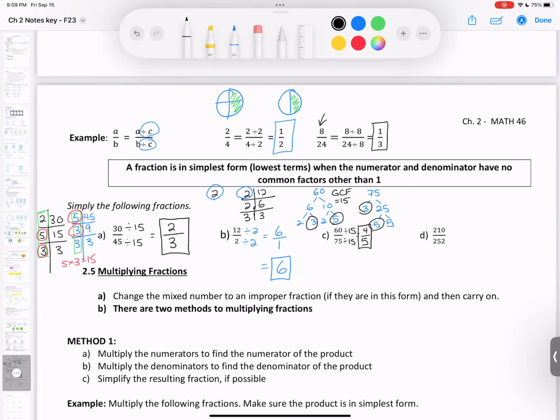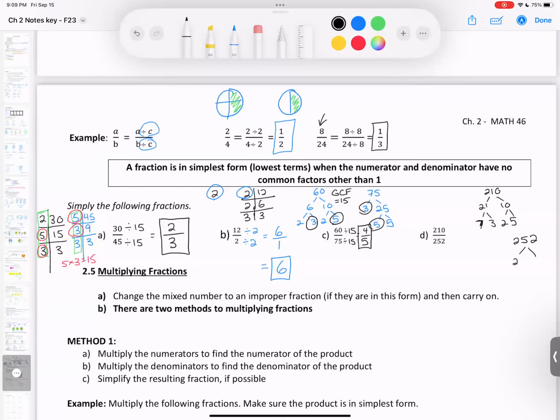All right, last one, we've got some bigger numbers there. So I'll try to find some room for them here. I should have given you more room. Sorry about that. Okay, so if we have 210, that's 21 times 10. 21 is 7 times 3, and 10 is 2 times 5. So we're done there. Let's try 252.